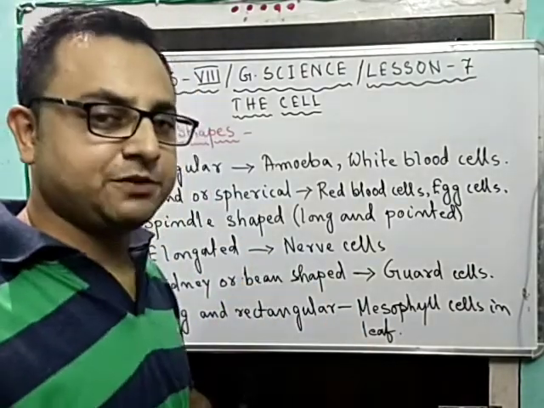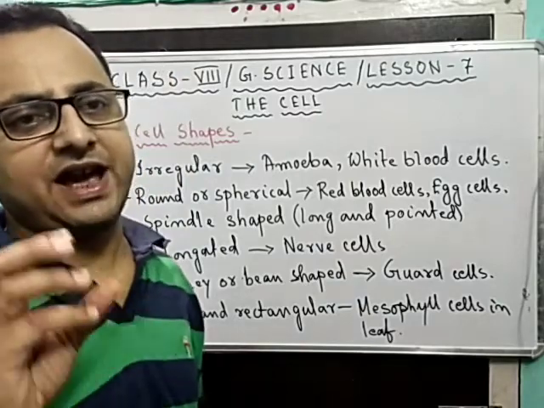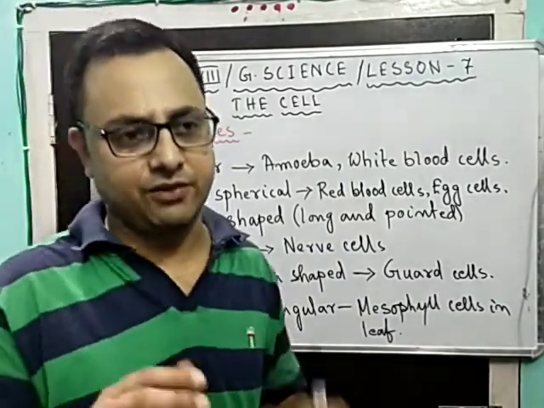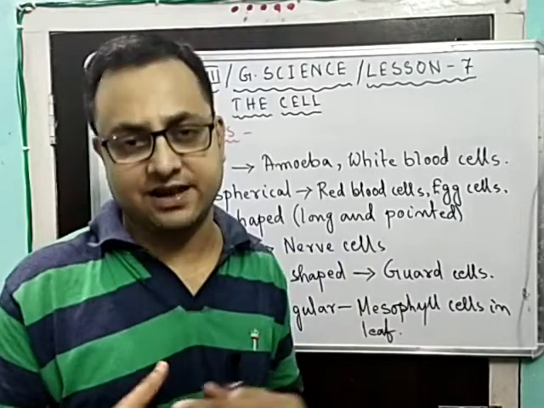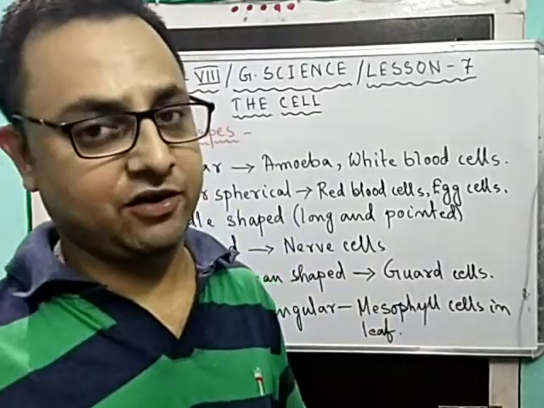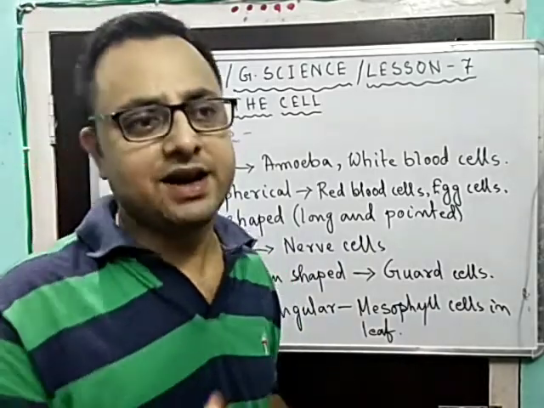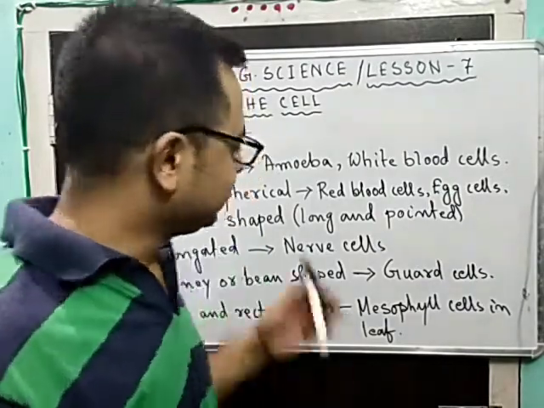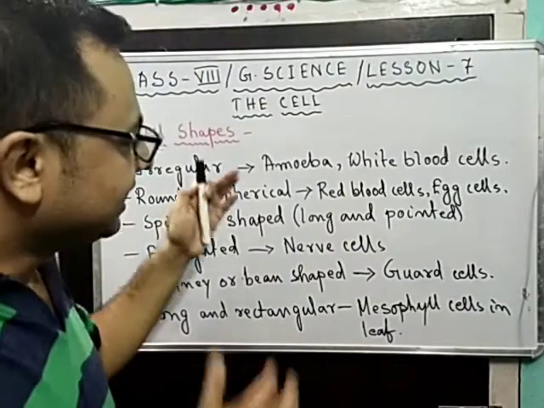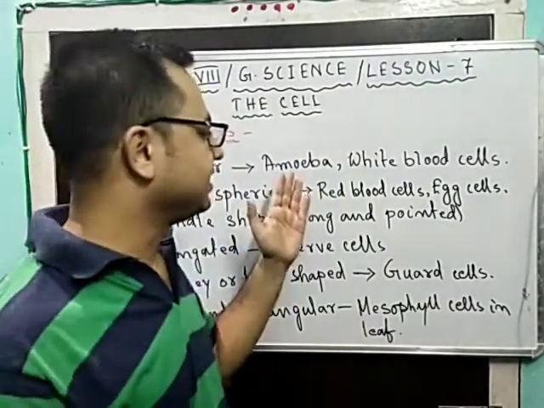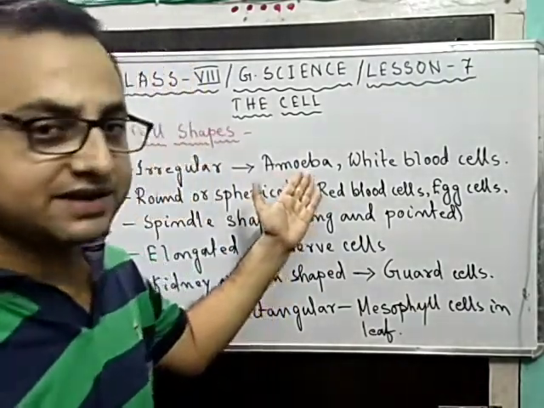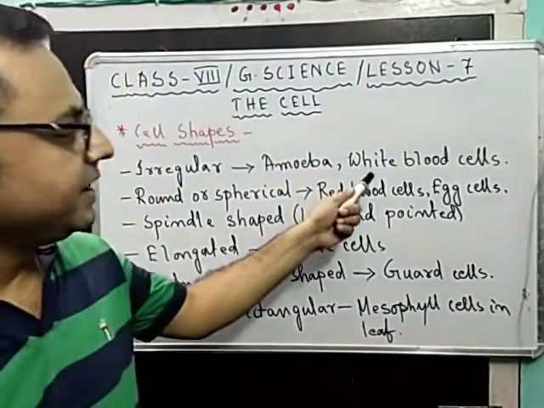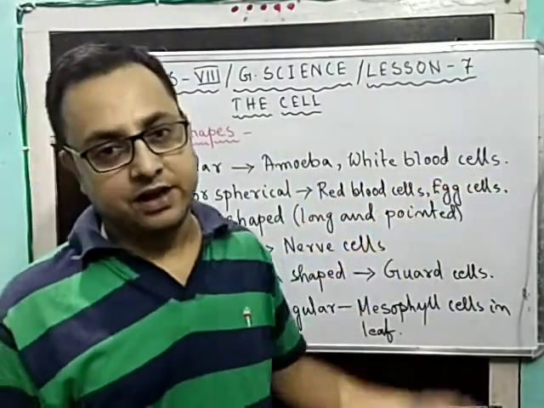Some cell shapes may be irregular. You cannot give an exact definition of a fixed size or a fixed shape. It is continuously changing, so you cannot give a definite shape to it. Such cells are called irregular, and this type of cell is often found in a single-celled organism called amoeba, and even in the white blood cells of living organisms.